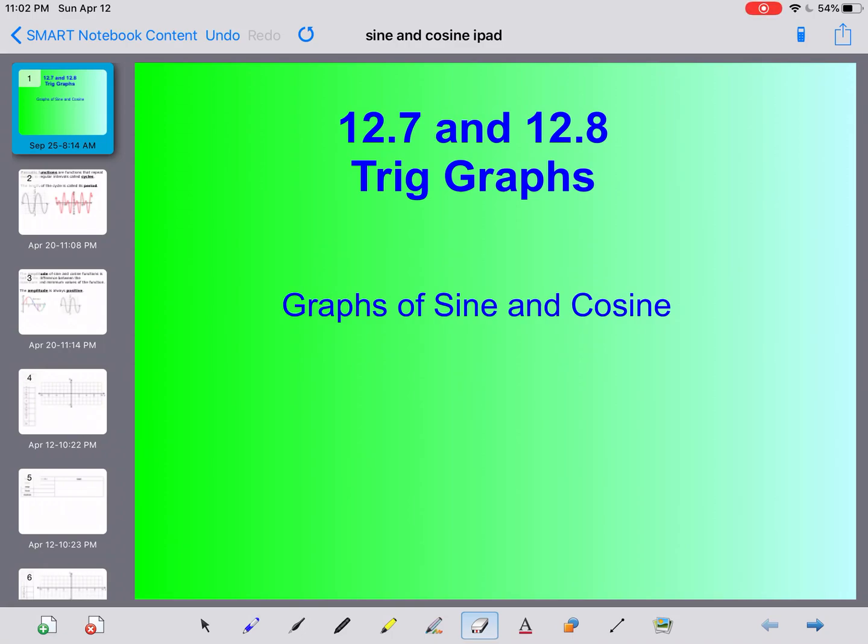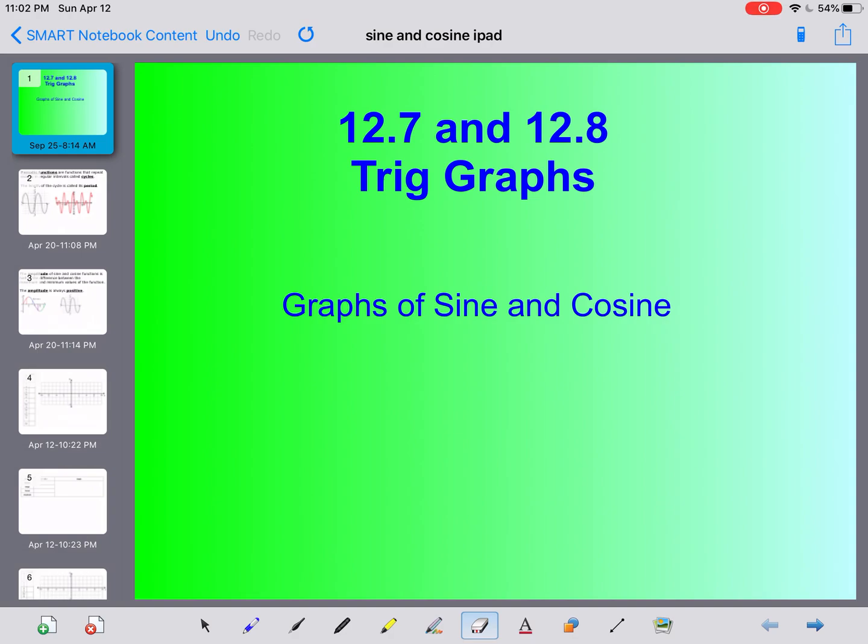Okay, so we are now beginning a 2-week session on trig graphs. So this is sections 12.7 and 12.8 of the textbook, but to be honest, we're actually not going to use the textbook at all, but if you need to go and reference it, that's where you would go.